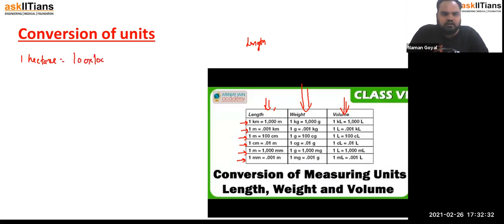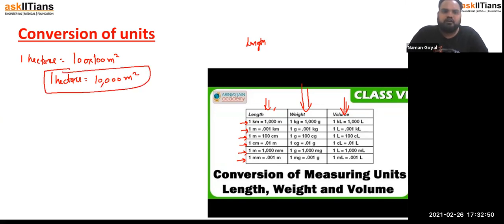100 into 100 meter square. So 1 hectare is nothing but 1, 2, 3, 4 meter square. Okay, so this is 10,000. 1 hectare is equal to 10,000 meter square. You have to remember this.